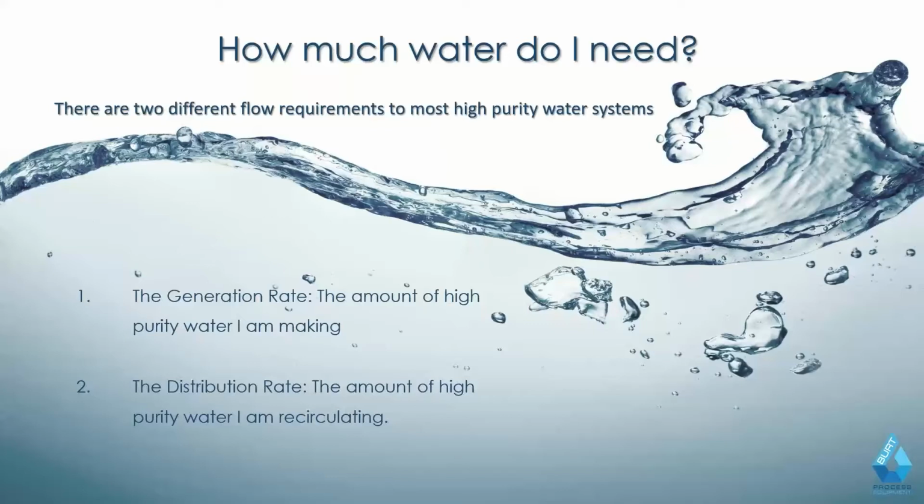The distribution rate is through my recirculation loops, I'm going to be sending 20 gallons per minute or 30 gallons per minute through of that 3,000 gallons I'm making up into my loop for actual usage. And those two numbers, while they're linked, are also determined fairly differently. Water generation is really based on what your anticipated usage is. If you have things like different devices or tools, they're going to have some kind of a fixed flow rate.